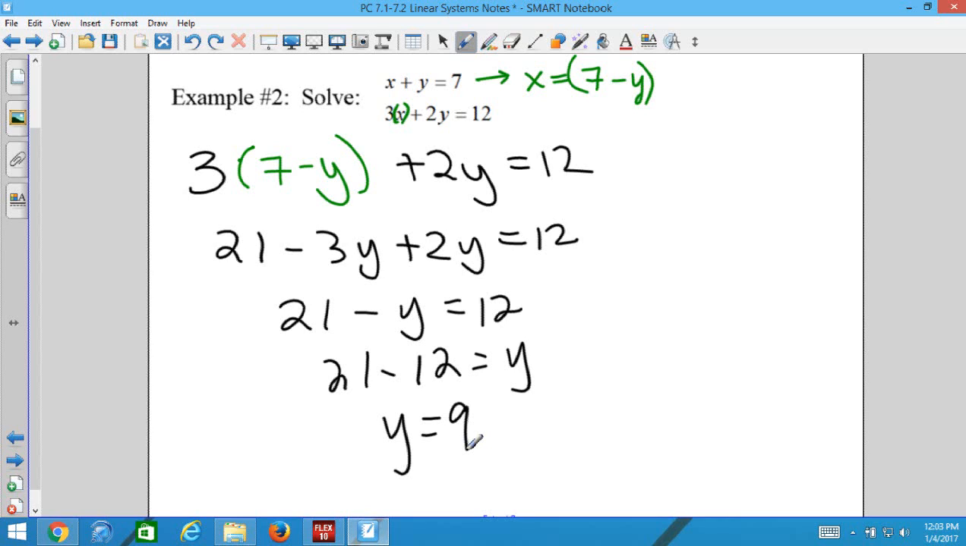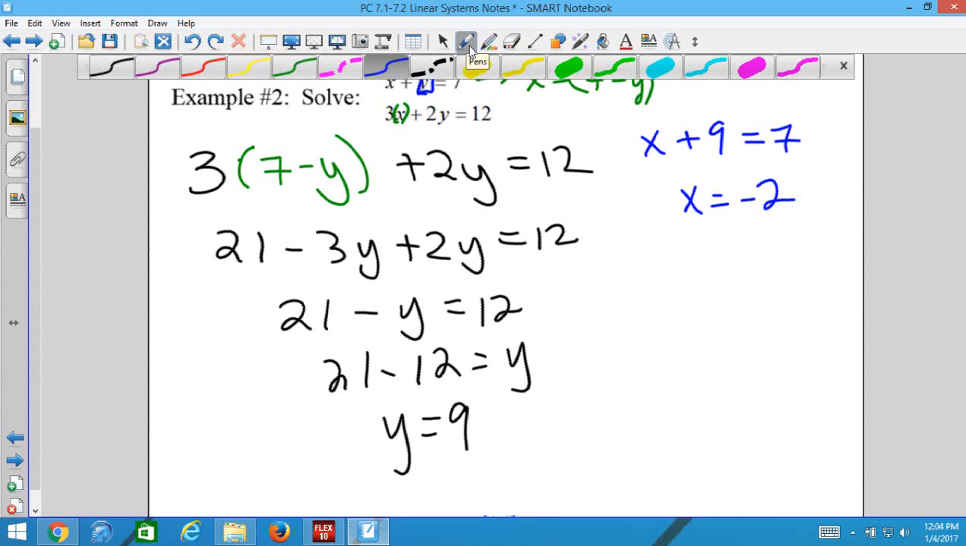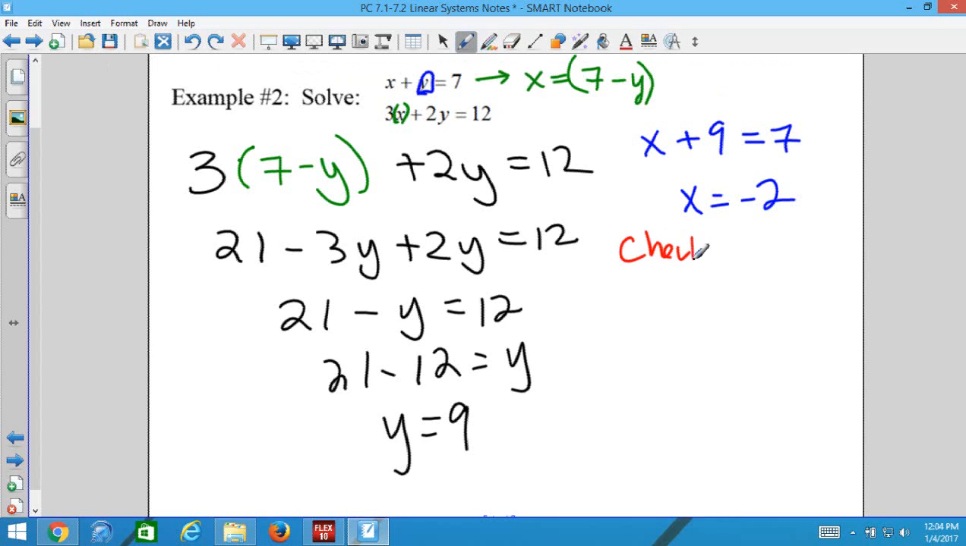Go back to the first equation and put in y. So we're going to do x plus 9 equals 7. So x is negative 2. Is that the answer? It has to be written as an ordered pair, but how do I know I have the right answer? Okay. I would just check it in the second equation because I just got negative 2 from the first equation, and hopefully I didn't make a mistake with that one. I'm going to check it in the second equation. You can check it in both if you want, but I usually just do the other one that I didn't just use.